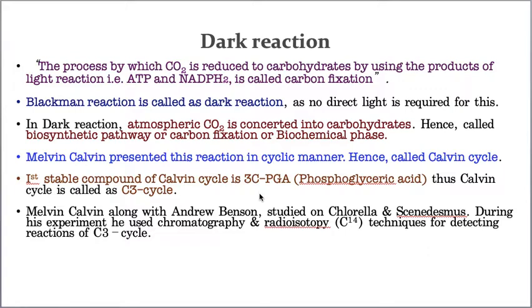See, this many names. Biosynthetic pathway, first name. Second name is carbon fixation. The third name is biochemical phase. The fourth name is given by Calvin, that's why it is called Calvin's pathway. The fundamental idea of the dark reaction was given by Blackman, so it is called Blackman's reaction. The first formed stable compound of this dark reaction is a 3-carbon compound called phosphoglyceric acid. Very simply you can call it PGA. Even in the exam you can confidently write PGA, that means phosphoglyceric acid. That's why it is called the C3 pathway. So it has six names, okay?